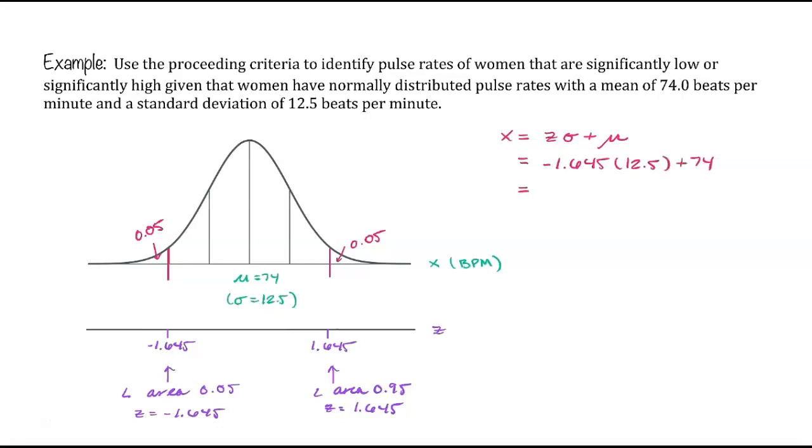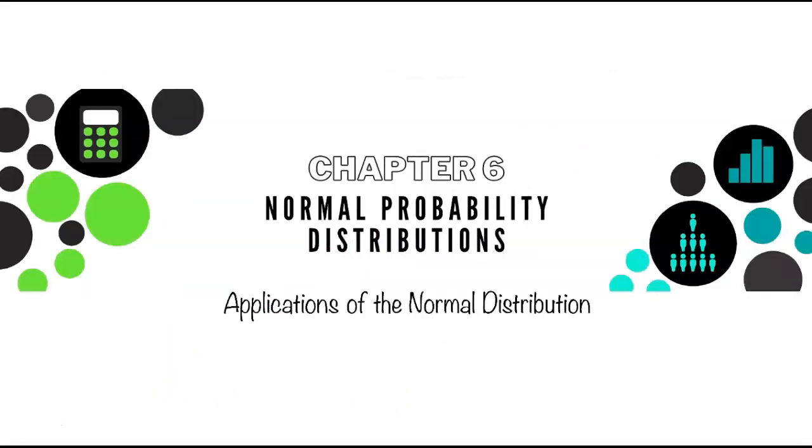We have an x value of 53.4 beats per minute. And now for the value to the right, we find that x is equal to positive 1.645 times 12.5 plus 74, or x is equal to 94.6 beats per minute. So what does this mean? This means that for women, a significantly low pulse rate is anything 53.4 beats per minute or less, and significantly high is anything 94.6 beats per minute or more. That concludes this lecture video on applications of the normal distribution.